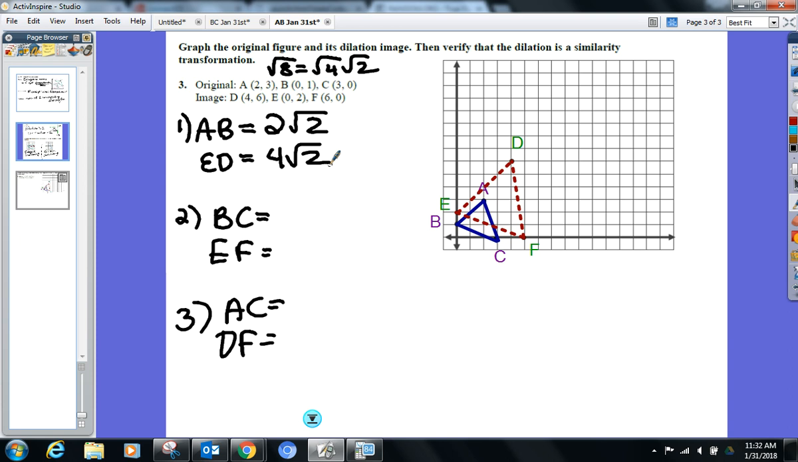Group 2, BC. Radical 10, yep. And then how about EF? 2 square root of 10, which is breaking down 40, yes. And group 3, how about your AC? Square root of 10. Oh, looks like there was an isosceles, huh? DF? 2 radical 10, yep. So I'll give everyone a minute to jot down those, and then we'll talk: are these actually all in the same ratio or not? Because I can tell that these 2 pairs obviously are, but is that the same ratio as AB and ED?